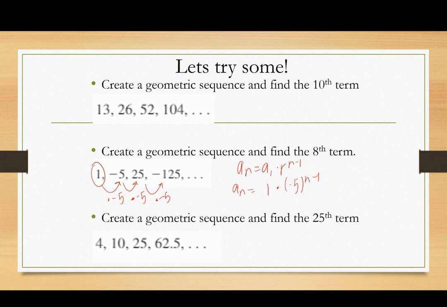All right, now I need to find the 8th term. So that means an equals 1 times -5 to the 8 minus 1. So that means 1 times -5 to the 7th power. And my answer, this should be an 8 here. My answer for A8 equals -78,125. So my two answers would have to be my original equation and my A8.